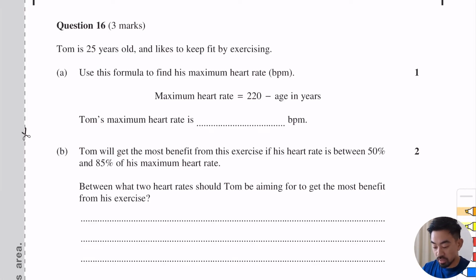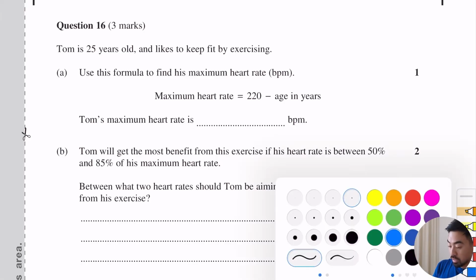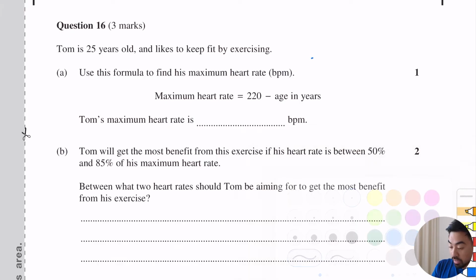Okay, question 16. Tom is 25 years old and likes to keep fit by exercising. Use this formula to find his maximum heart rate, beats per minute. Now the maximum heart rate is equal to 220 minus age in years. Tom's maximum heart rate in BPM is, well he's 25 years old, so according to this formula, it will be 220 minus 25. I think that's 195. It's pretty straightforward.